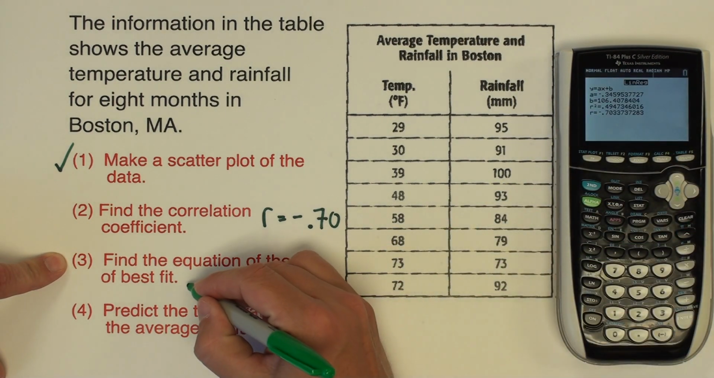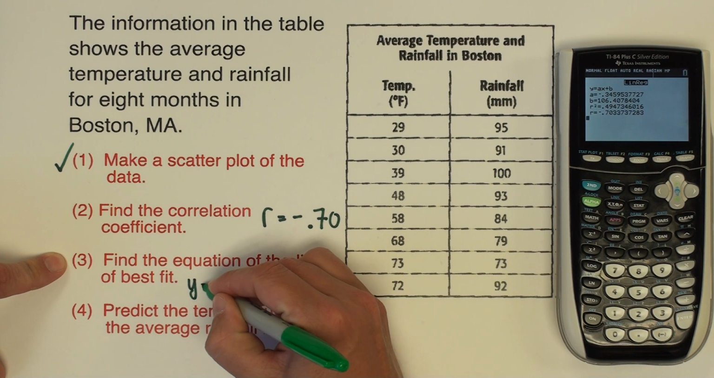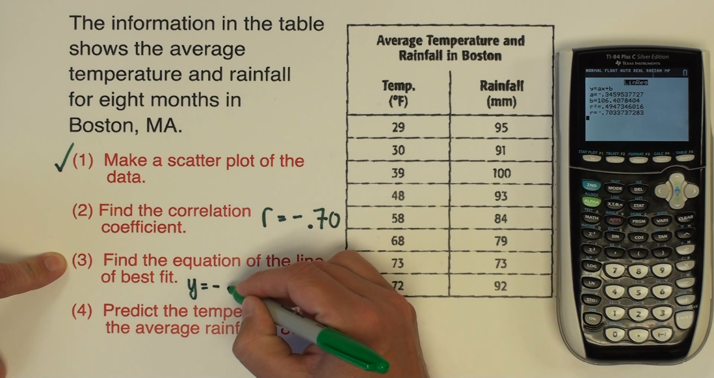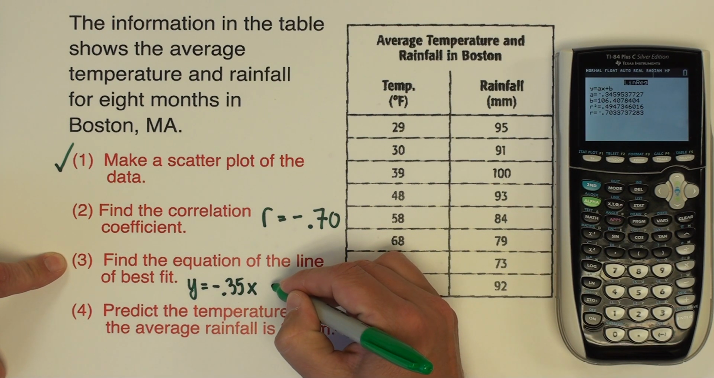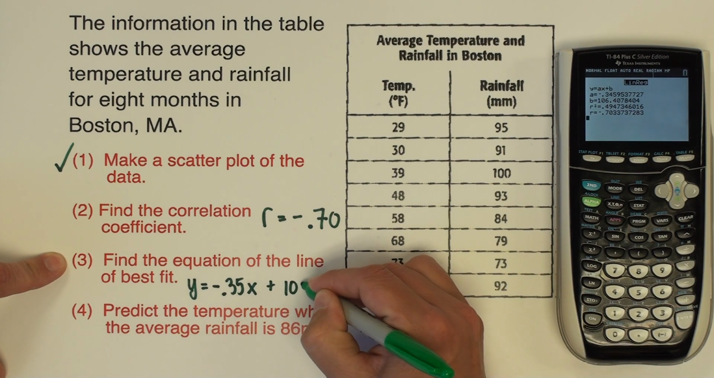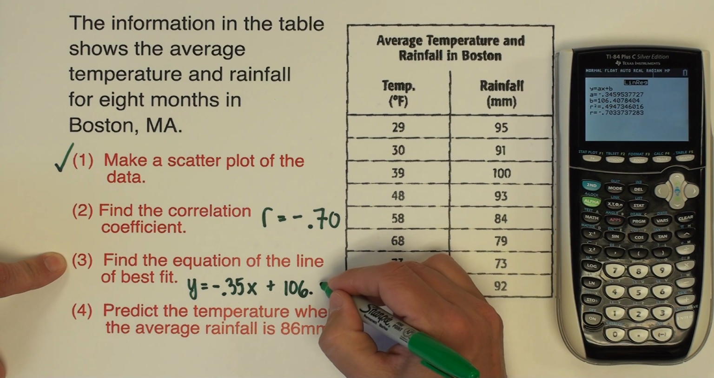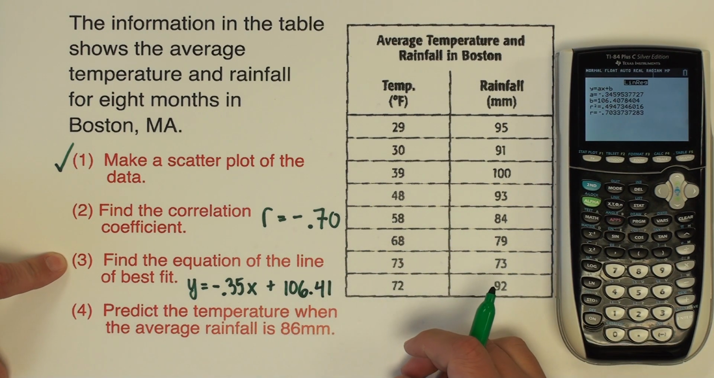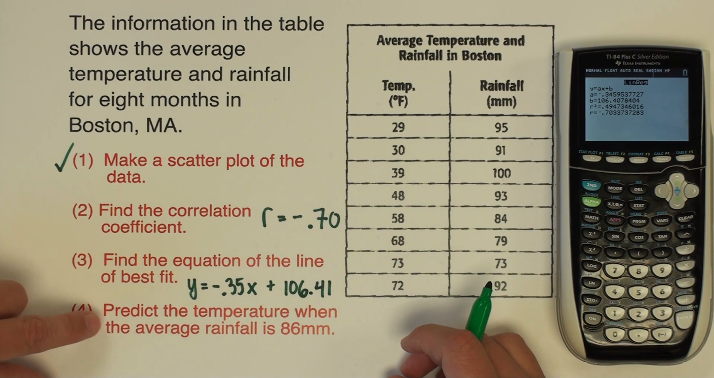So I get y equals negative, I'm going to do a little bit of rounding, 0.35x plus 106.41. And then predict the temperature when the average rainfall is 86 millimeters.